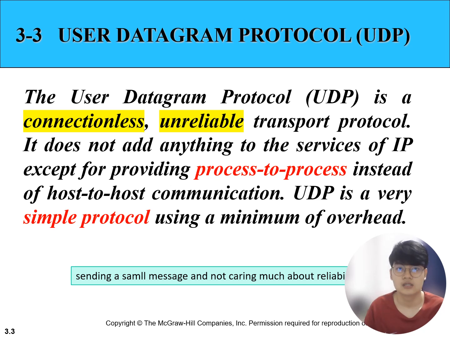User Datagram Protocol (UDP). The user datagram protocol is a connectionless, unreliable transport protocol. It does not add anything to the service of IP except for providing process-to-process instead of host-to-host communication. UDP is a very simple protocol that uses a minimum of overhead, sending a small message and not caring much about reliability.